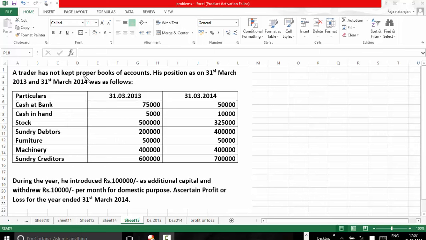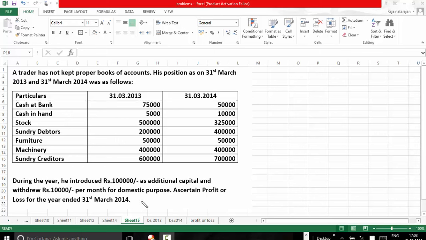A trader has not kept proper books of accounts. His position as on 31st March 2013 and 31st March 2014 was as follows. You have the position for 2 years: cash balance, cash at bank balance, stock, debtors, furniture, machinery, and sundry creditors. During the year, he introduced rupees 1 lakh as additional capital and withdrew 10,000 per month for domestic purpose. Ascertain the profit or loss for the year ended 31st March 2014.